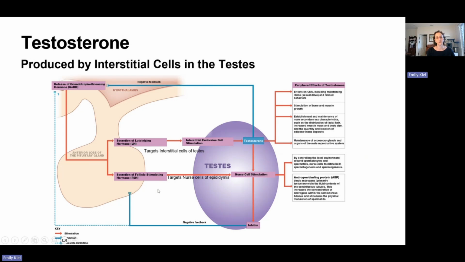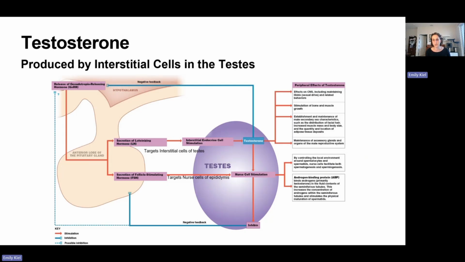We have follicle stimulating hormone, otherwise known as FSH, that targets these specific nurse cells of the epididymis. And these cells are going to control the local environment. They're going to help with spermatogenesis and spermiogenesis. And then they make androgen binding proteins. These will bind testosterone or other androgens in the fluid contents of those seminiferous tubules to increase the androgen concentration within the testes. So we're going to kind of supercharge the testes with a lot of testosterone from these androgen binding proteins.